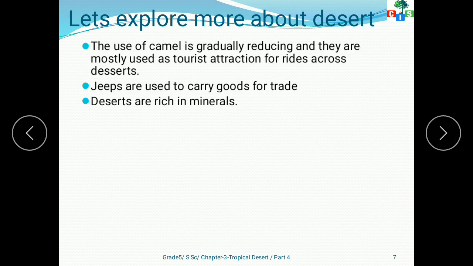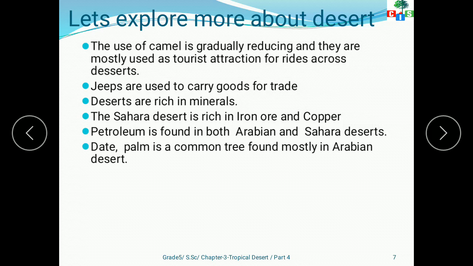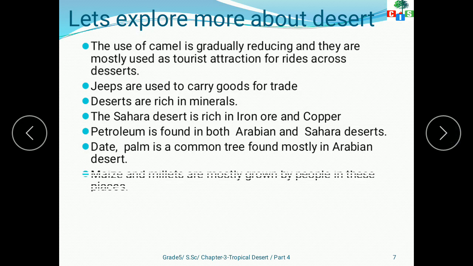Now, deserts are rich in minerals. Let's find out. The Sahara Desert is rich in iron ore and copper. Petroleum is found in both the Arabian as well as the Sahara deserts. The date palm is a common tree found mostly in the Arabian desert. Maize and millets are mostly grown by people in these places.